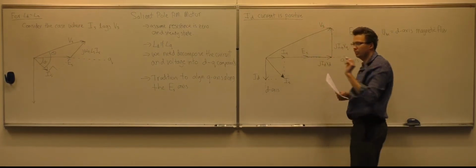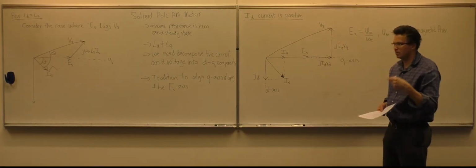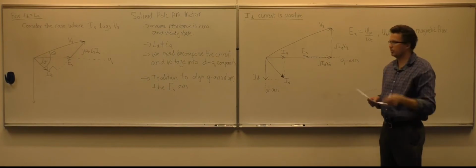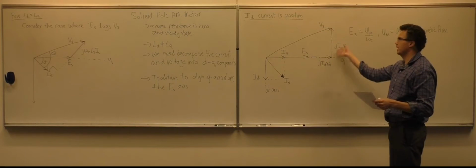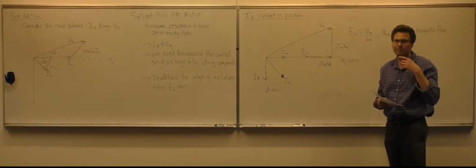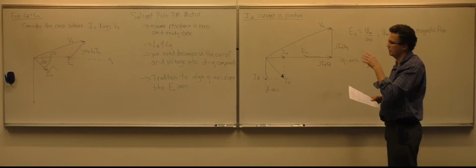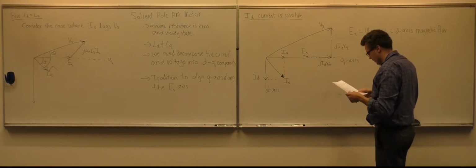Now remember again, if we have resistance, we'd have an ID times the resistance and an IQ times the resistance, so it'd have some more vectors in there. So you can see why it just makes it more complicated, but it doesn't really add much to the main point of the lecture, so I'm not putting it in here.